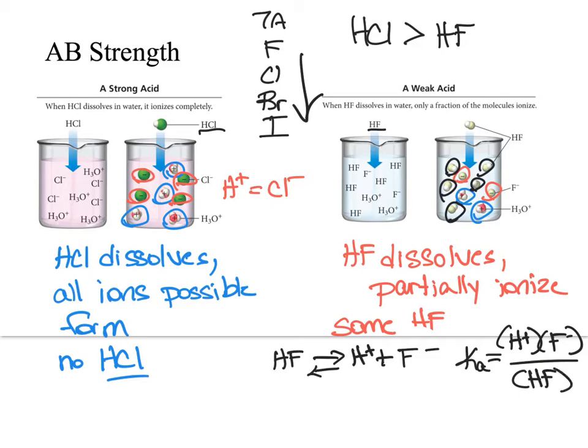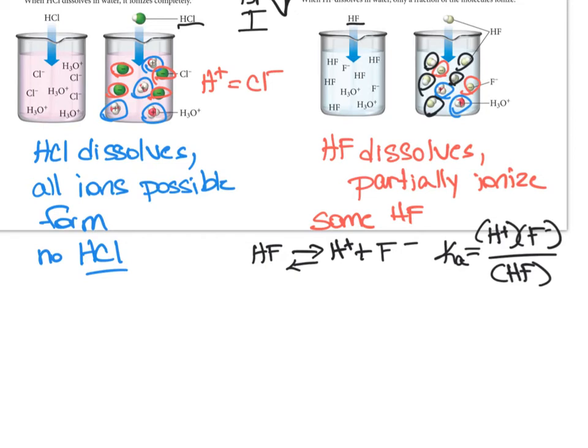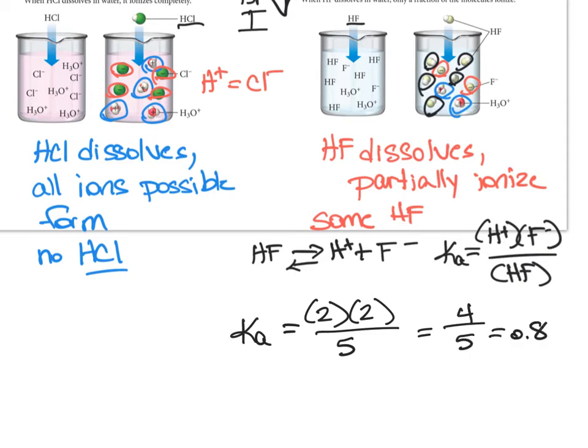And I could actually put in numbers here if I wanted to, because we have that on the chart here. So Ka, I could just plug those in. How many hydronium? Those are circled in blue. That's 2. How many fluoride? Also 2. And then how many HF? That is 1, 2, 3, 4, 5. So we have 2 times 2, which is 4 fifths, or 0.80.